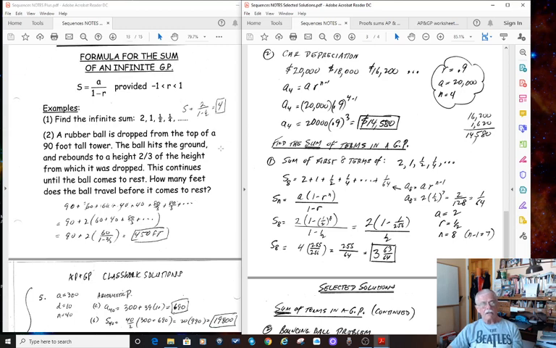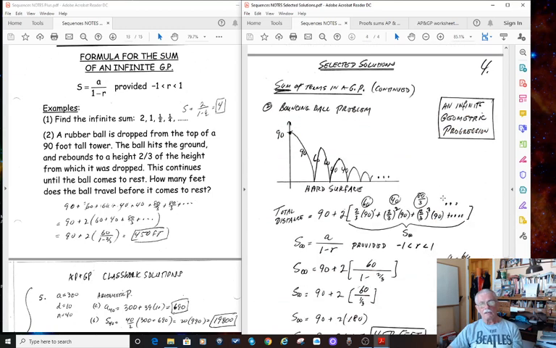Okay, let's do a classic. The bouncing rubber ball. All right, this is a classic. A rubber ball is dropped from the top of a 90-foot tower. The ball hits the ground and rebounds to a height 2/3 of the height from which it was dropped.